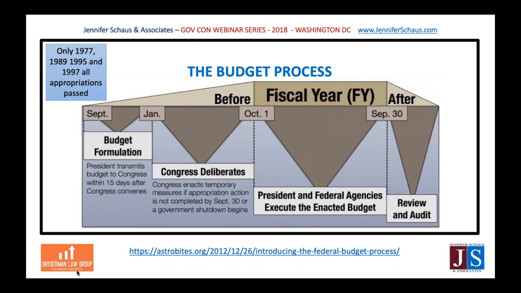Now, let's look and say that since the budget process really began in '77, when it was formulated in the law, only in 1977, 1989, 1995, and 1997 have all appropriations been passed across every single federal agency required. That's not a very good track record. Next slide, please.